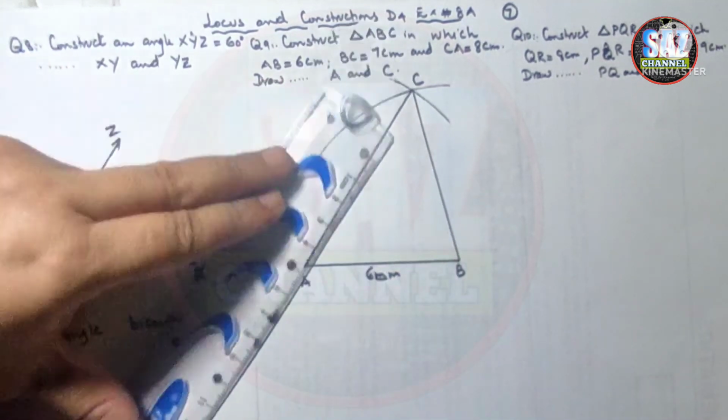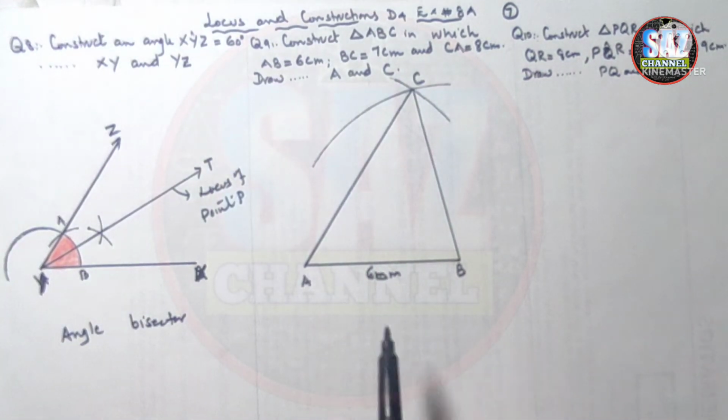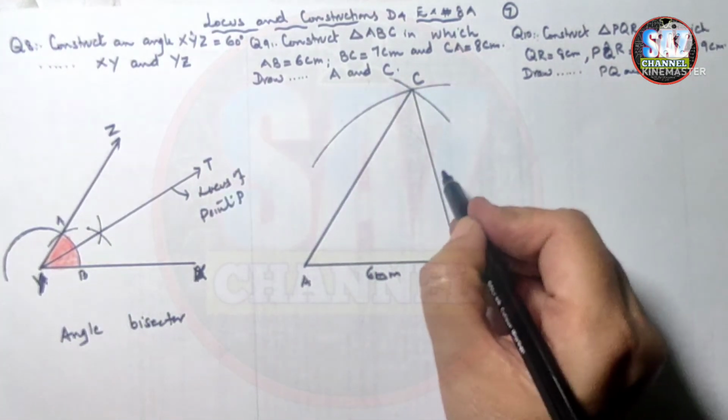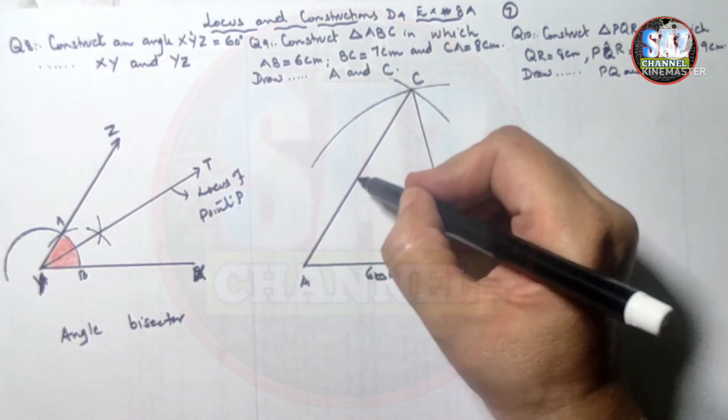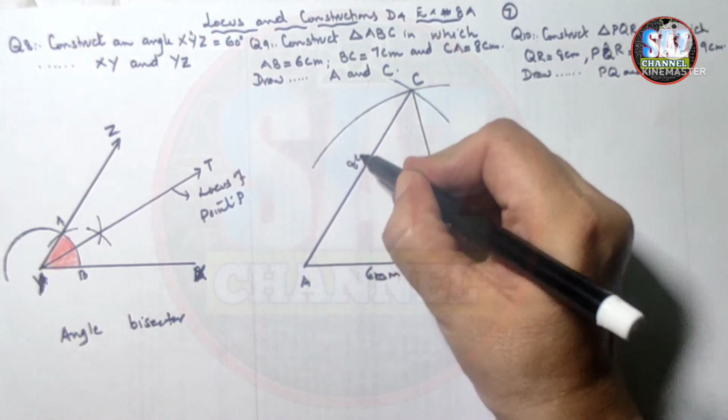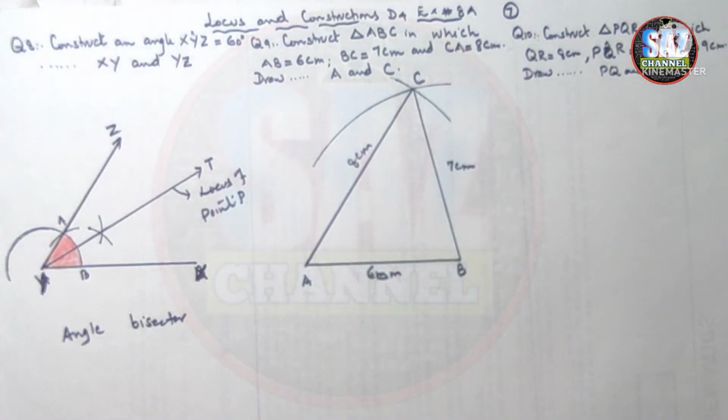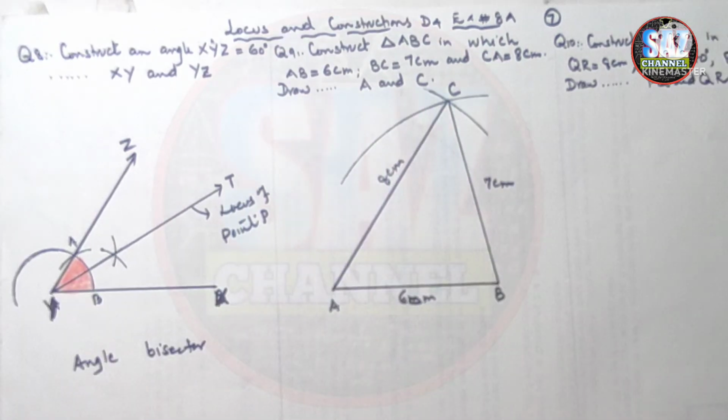Okay, and then I have to label as well. AB is 6 centimeter, BC is 7 centimeter, and AC is 8 centimeter. And then finally what we have to do is construct the locus for point P such that P is equidistant from A and C.